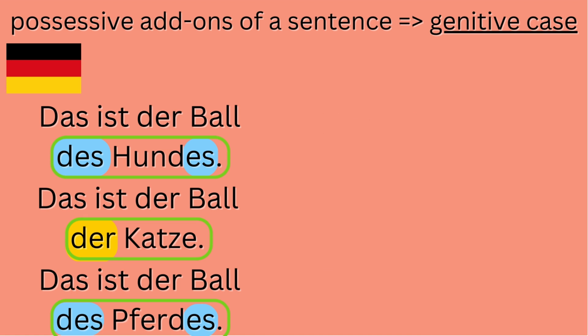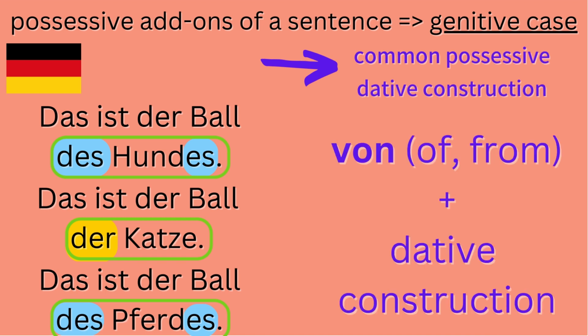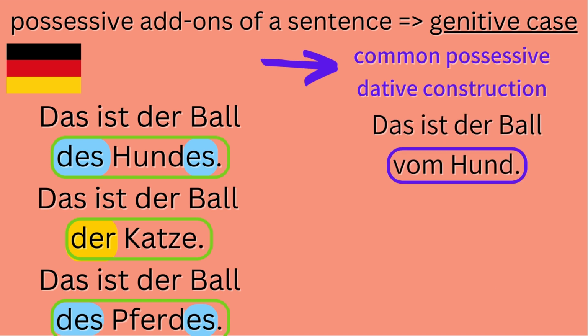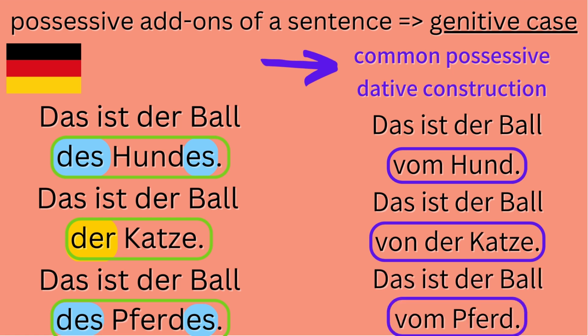In conversational German, we don't use the genitive all that much. We often replace it with a preposition plus dative construction. So we would use the word von. So more likely in conversational German especially, you will hear this. Das ist der Ball vom Hund. Das ist der Ball von der Katze. Das ist der Ball vom Pferd.